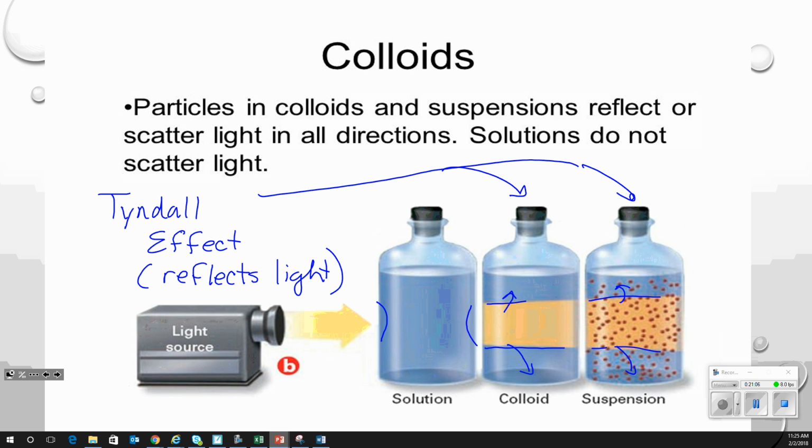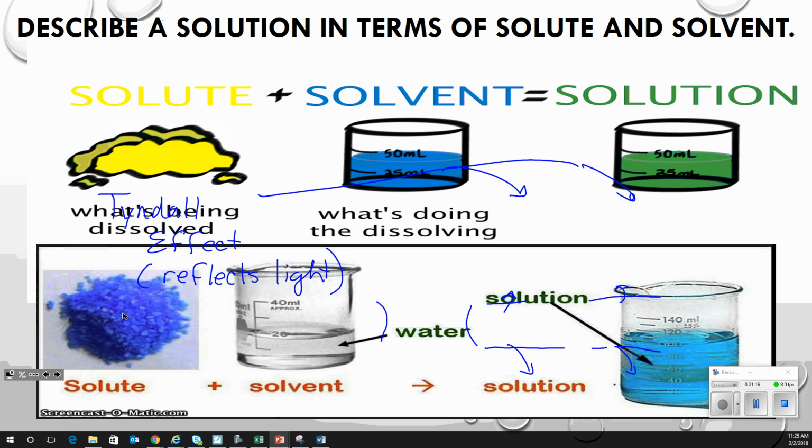The guy that figured it out, yep. Okay, reflects or diverts light. Scatters light is what I was looking for.